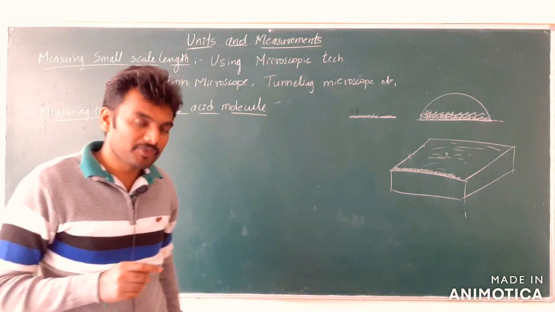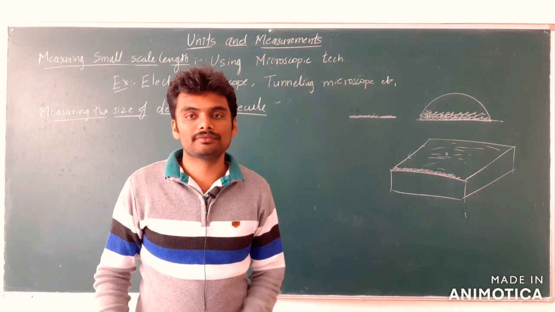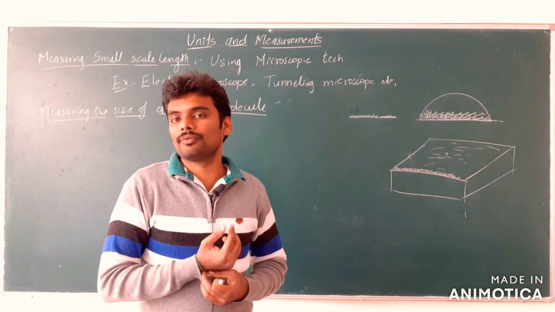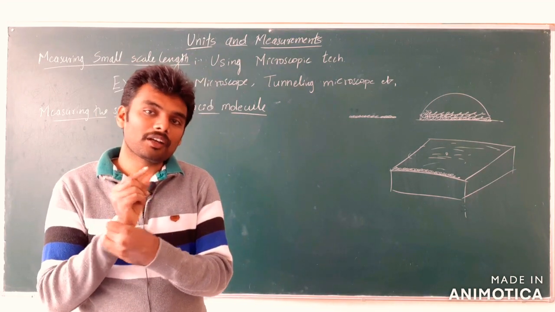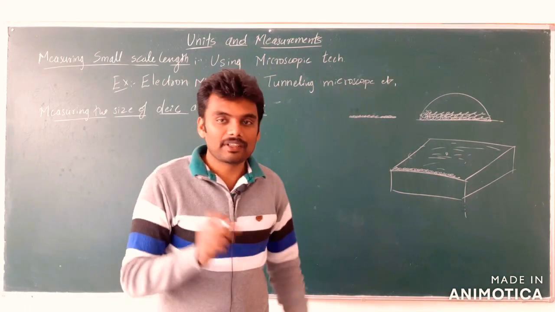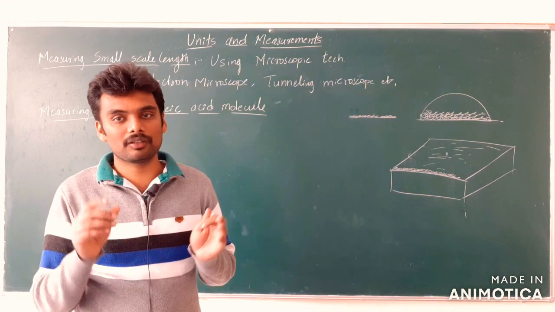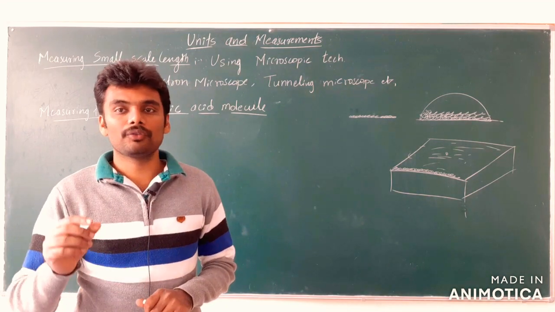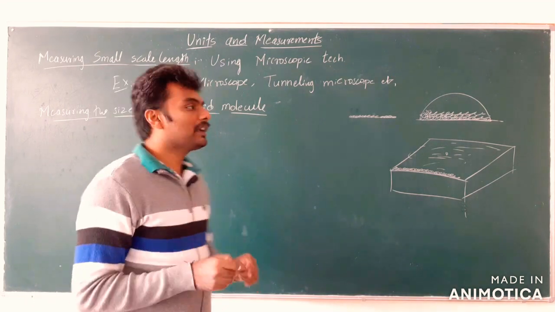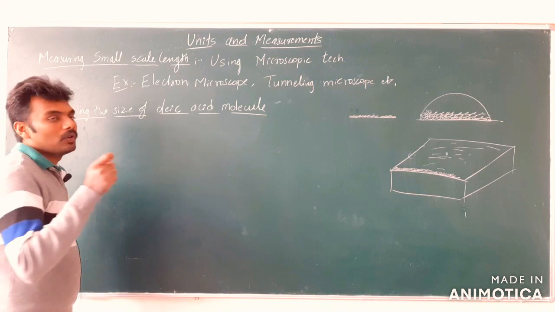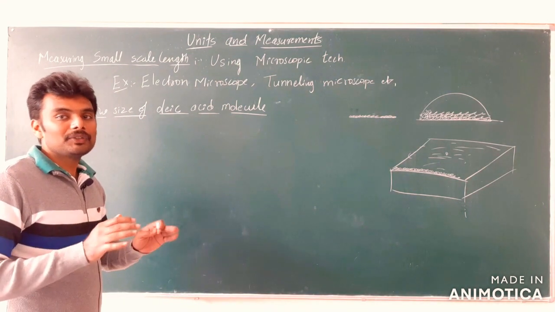But now the question that comes is, a single drop will cover a huge area. So we want a still smaller amount of oleic acid, because a single drop will cover a huge area. We don't want that much area to be covered. So we still want a smaller amount of oleic acid. How do we get that? We get that by dissolving oleic acid in alcohol and diluting it.